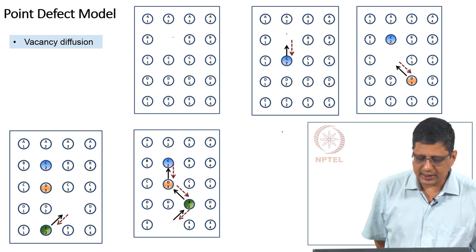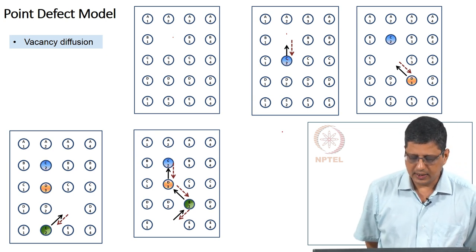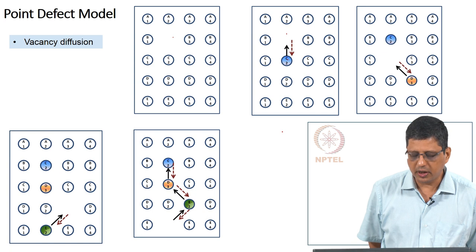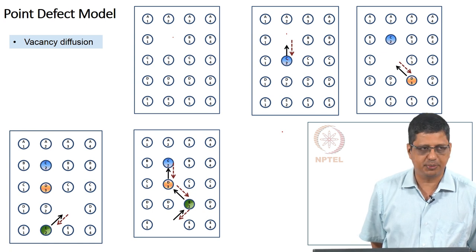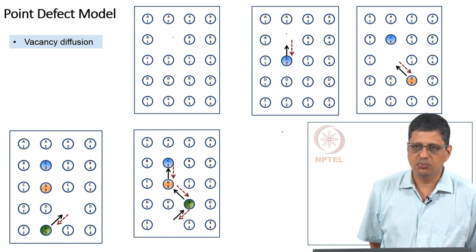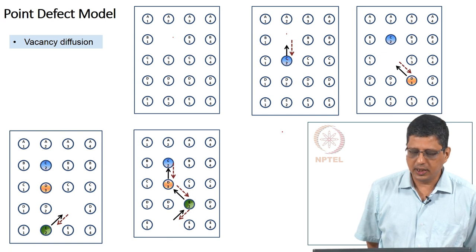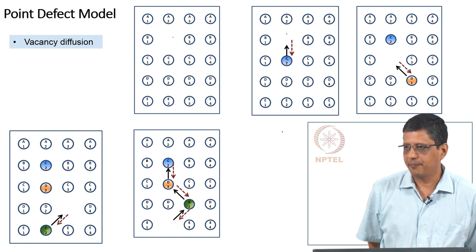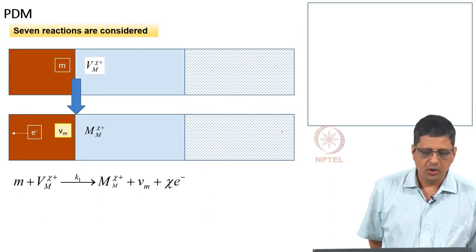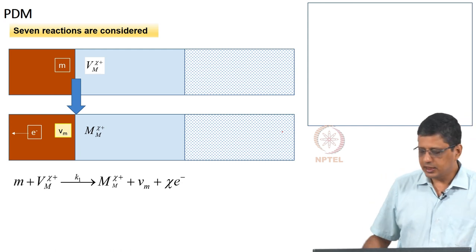So essentially I can summarize this as 3 ions moving by 1 step, or 1 vacancy moving by 3 steps. So this is the description here.